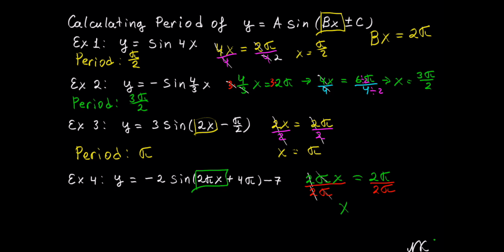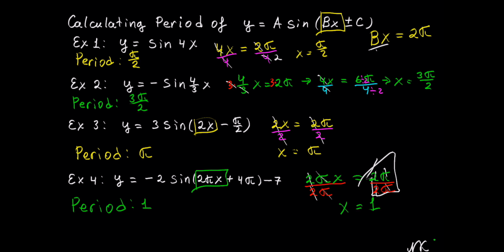And we get x is equal to, on the right we have something divided by itself, which is equal to 1. Because 2 and 2 will cancel, pi and pi will cancel. So x is equal to 1. So the period of y equals negative 2 sine of 2 pi x plus 4 pi, minus 7 is equal to 1.